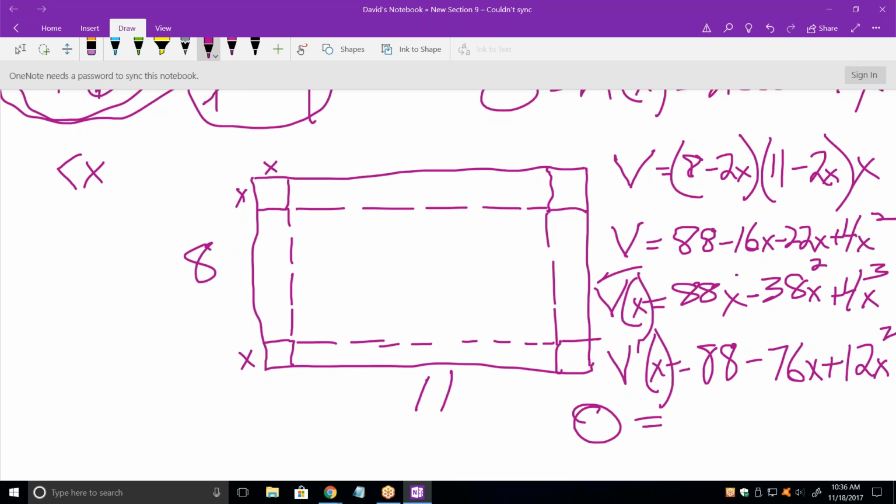What's the maximum x can be? The maximum value that x can be? Half of 8. In other words, if I cut out a corner that's exactly 4 inches, then it's going to come out to there, right? And then I won't have anything to fold up and make any volume because I'm going to have to cut out the same corner from down here. So I can't make x any more than 4. It's got to be less than 4 and greater than 0.